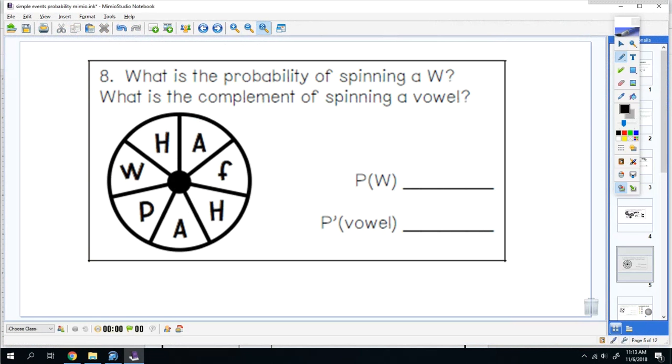What's the probability of spinning a W? Well, I have a total of 7 sections, and only 1 of them is a W, so it'd be 1 out of 7. This is asking for not a vowel. Well, I have 2 vowels out of 7, so it means that 5 letters are not vowels, so we have a 5 out of 7 chance.